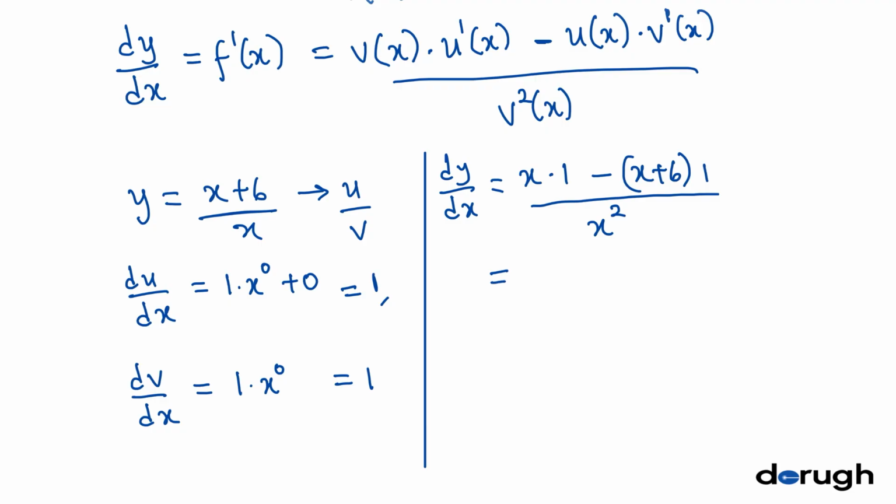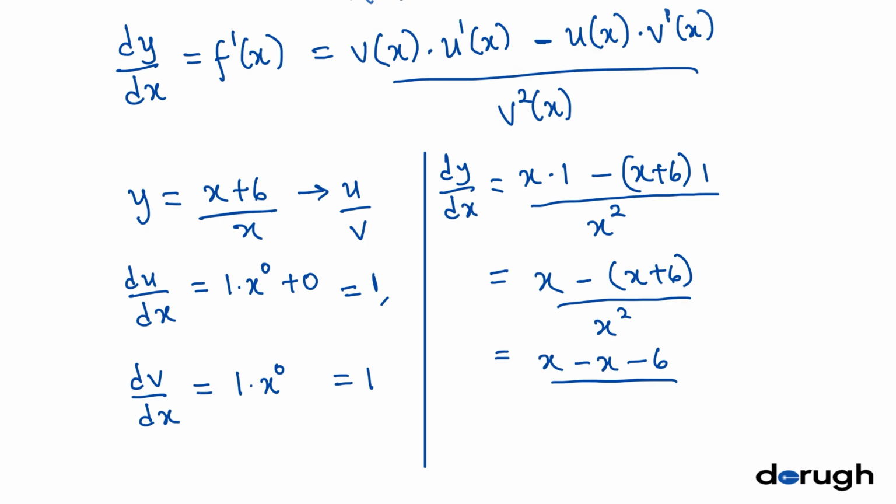So when we simplify, we'll have x minus (x plus 6) all over x squared, which gives us x minus x minus 6 over x squared, and that is minus 6 over x squared.